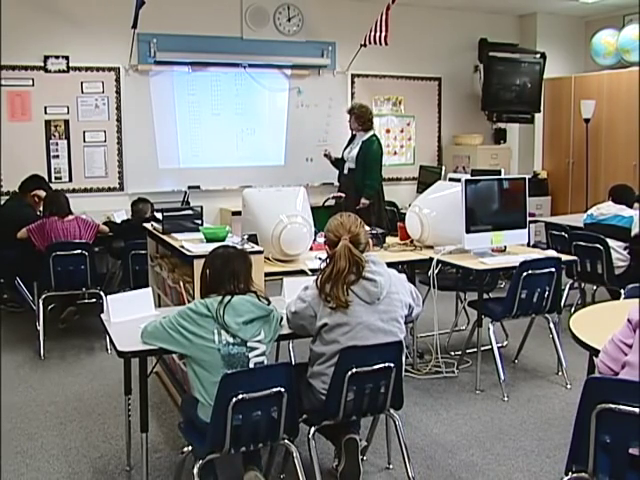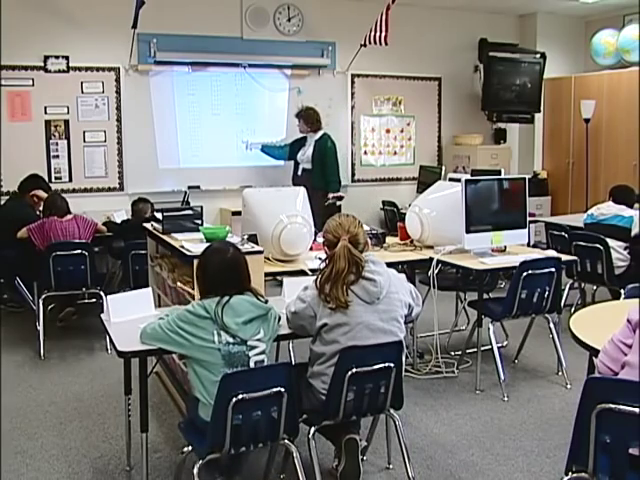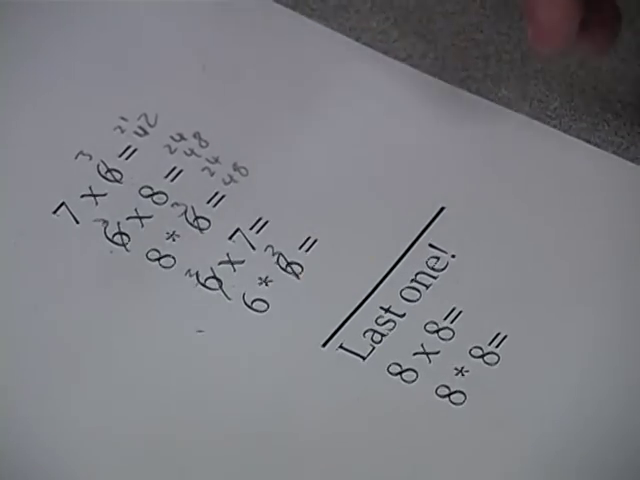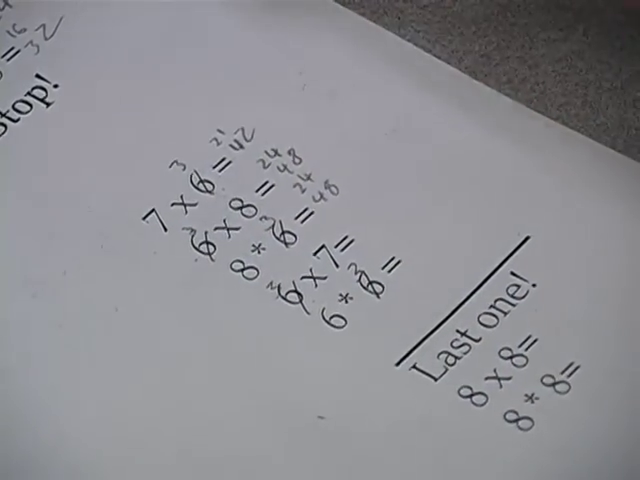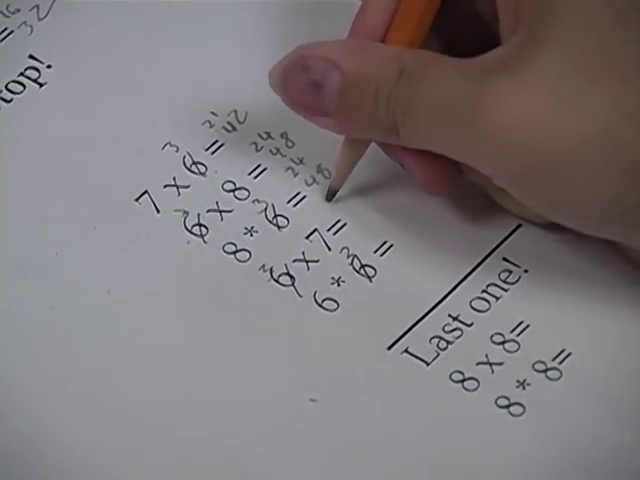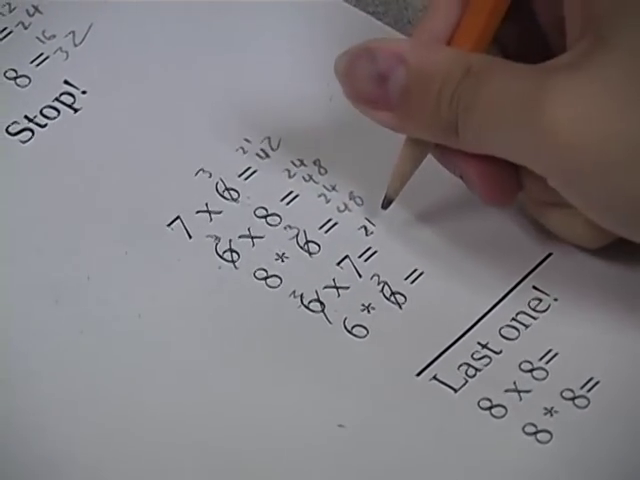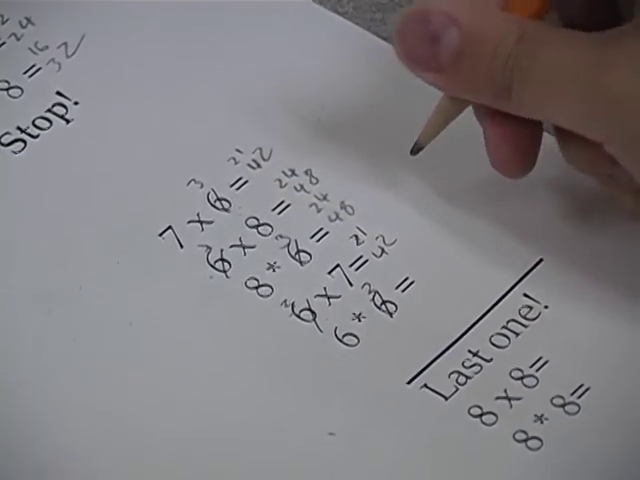Okay. So now we're just switching them around. What was 3 times 8? 24. And 24 doubled is? What was 3 times 7? 21. Doubled is? 42.